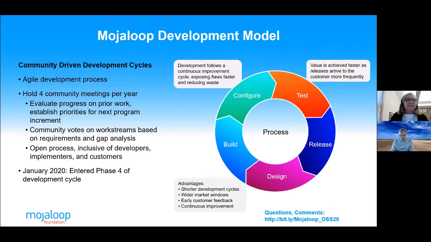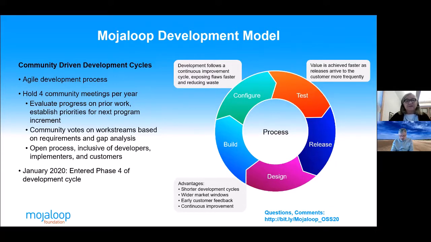But at those meetings, what the community does is evaluate progress on work to date and establish priorities for the next program increment. And then we just rinse, wash, repeat. This is a cycle that we're now, this is our 12th program increment starting the week of October 19th. So the community is pretty well accustomed to a mode of operation and welcoming to others that want to jump on board and contribute to the work streams.